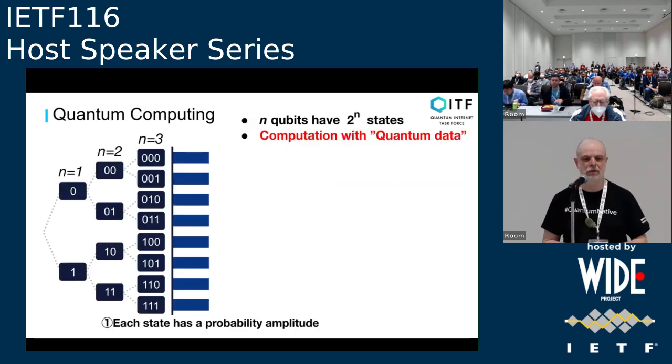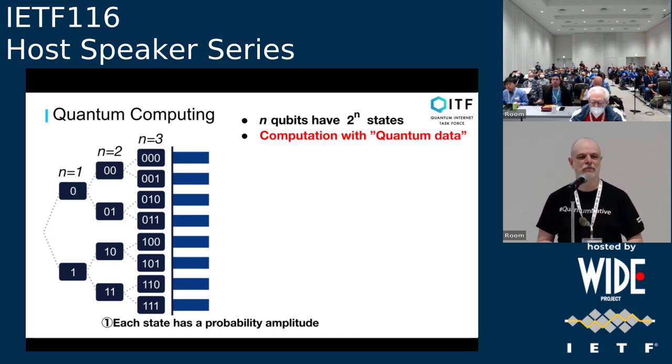Next slide. Obviously everybody in this room knows that if you have n classical bits, you have 2^n possible combinations for the state of your system.